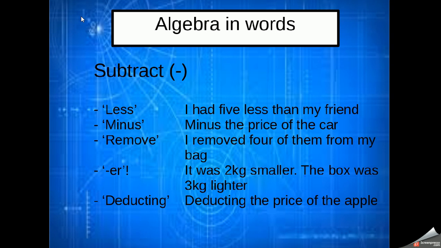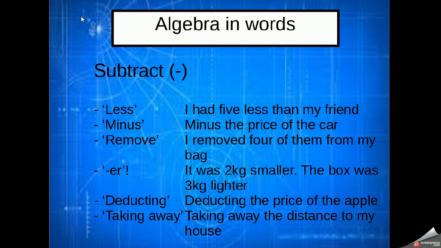Deducting. So they made me pay £10, deducting the price of an apple. I would do 10, take away whatever the price of the apple is. Taking away the distance to my house. So I had to travel 40 miles, taking away the distance to my house. So whatever the whole mileage is, take away the distance of the house, which is 40.